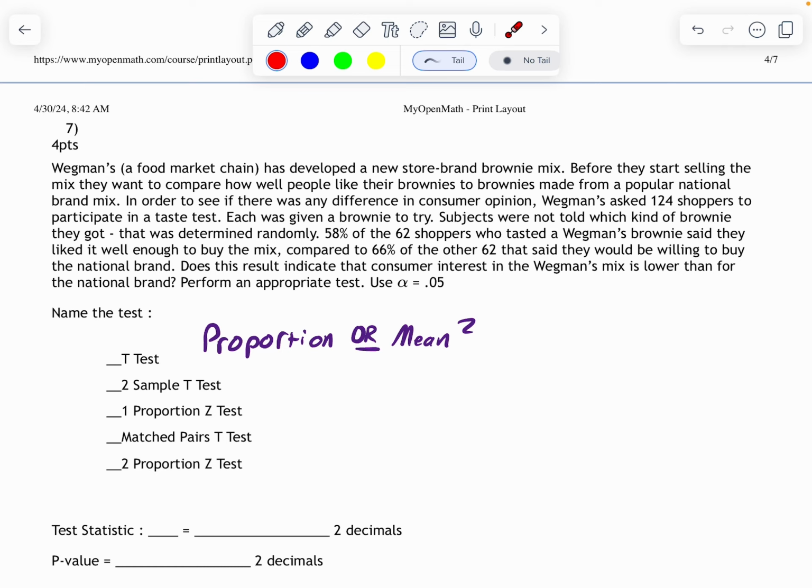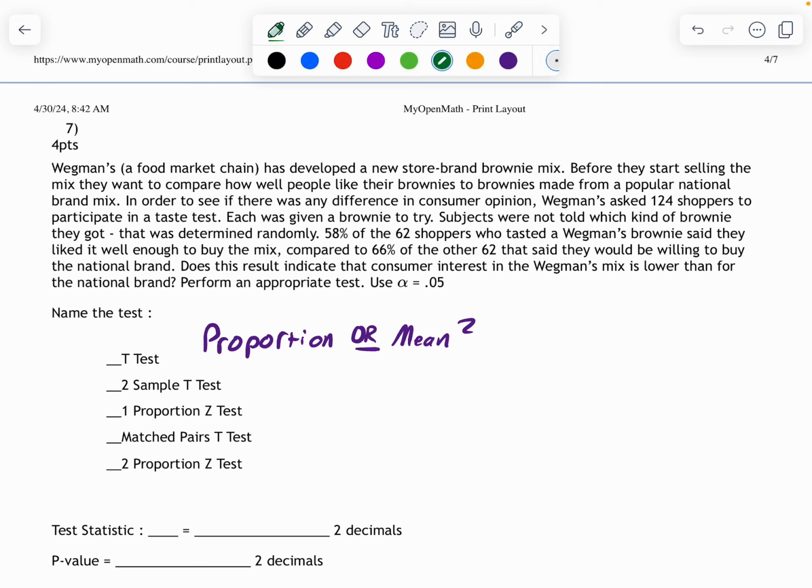Each was given a brownie to try. Subjects were not told what kind of brownie they got. That was determined randomly. 58% of the 62 shoppers who tasted the Wegmans brownie said they liked it well enough to buy it, compared to 66% of the other 62 people who said they would be willing to buy the national brand. Okay, well, I see percentages.